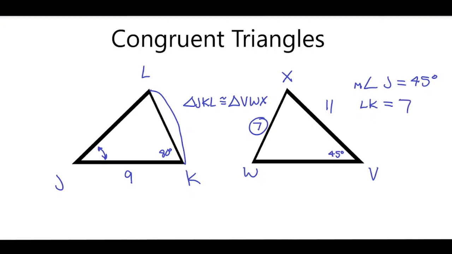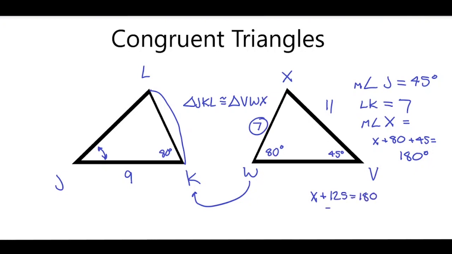Now, what if I wanted to find the measure of angle X? Well, the way I would do that is I would realize that angle V is 45 and angle W is 80 because angle W's corresponding angle is angle K. And then what I would do is I would realize that angle X, if I add that to 80 plus 45, well, that equals 180 degrees because every triangle adds up to 180 degrees. So that means that X plus 125 equals 180, and I'll subtract 125. That means that angle X is 55 degrees.